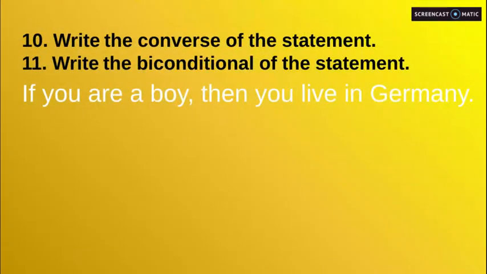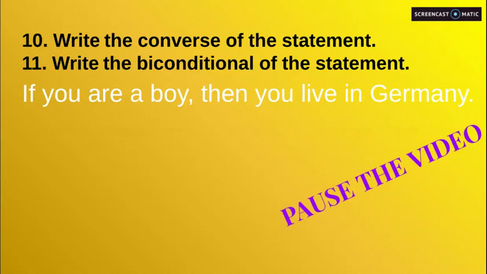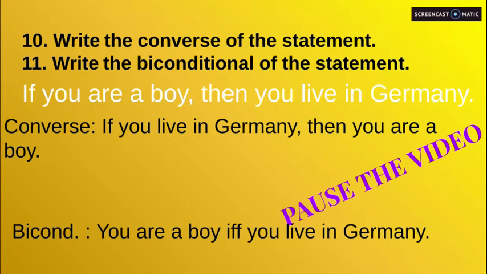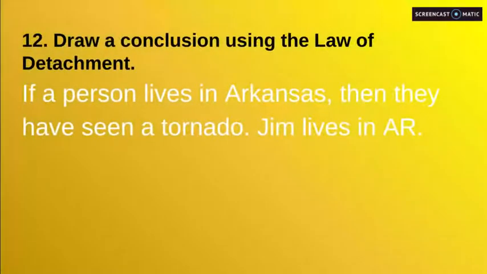Okay. And then questions 10 and 11 are both in this question slide. Write the converse of the statement, we're using the same one as before, and then also write the biconditional. Pause the video. Converse would be, if you live in Germany, then you are a boy. So it just reverses it. Biconditional: you are a boy if and only if you live in Germany. That would be the biconditional. You take away the if and then, and you replace it with if and only if, which can also be displayed as iff.